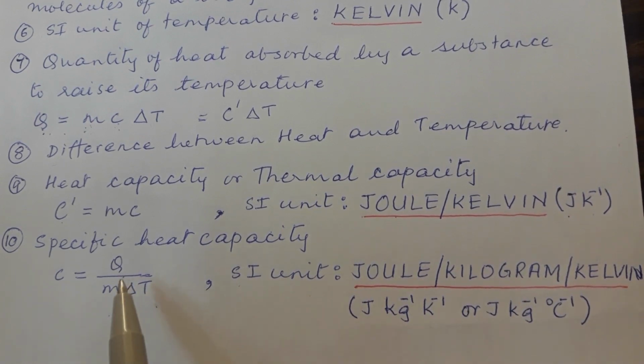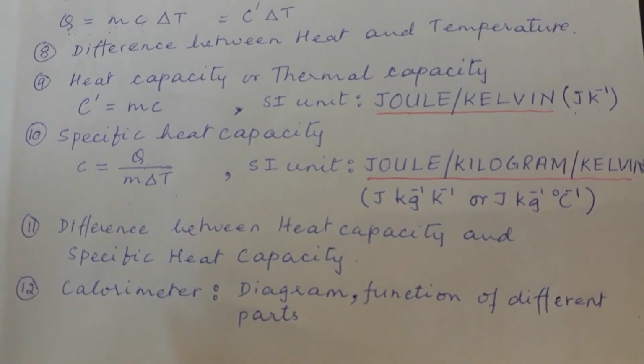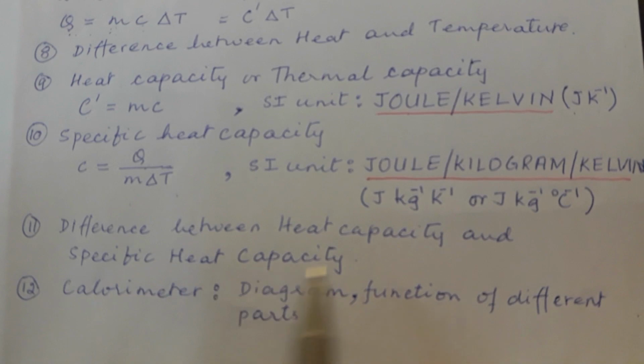Now SI unit, looking at this, it will be joule divided by kilogram and divided by Kelvin. So our SI unit is joule per kilogram per Kelvin. It is joule per kg per Kelvin or joule per kg per degree C. Number 11. Difference between heat capacity and specific heat capacity. You need to prepare this also because this is an objective question that can be asked.